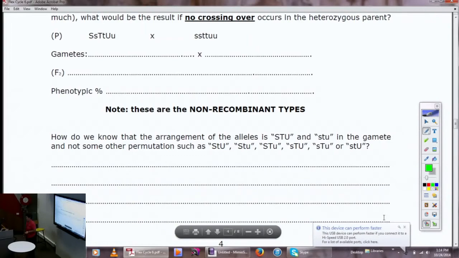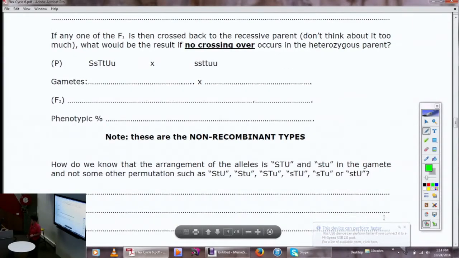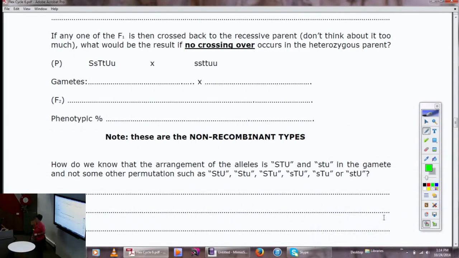All right, if any one of the F1 is crossed back to the recessive parent, I tell you not to think about it. This happens in genetics all the time, that we cross things back to a recessive parent or a particular parent because they're of a known genotype. That's why we do it. So in this instance, we go the heterozygous, heterozygous, heterozygous, mates with the homozygous recessive individual.